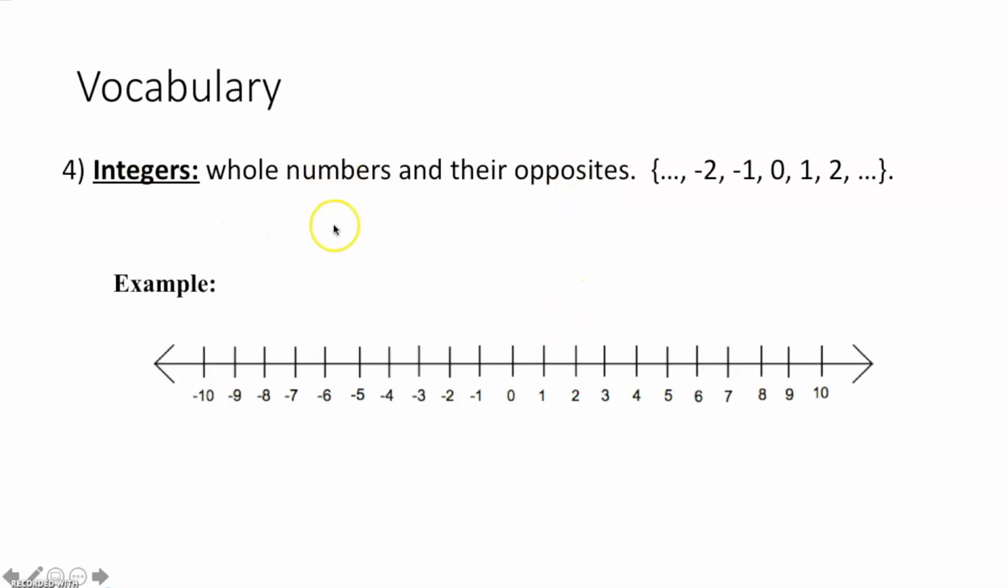So for integers, we're going to do all of the whole numbers, starting with 0. So we go 0, 1, 2, 3, 4, 5, 6, 7, 8, 9, 10, all the way to infinity. Integers include the opposites of these. So we also have to include -1, -2, -3, -4, -5, -6, -7, -8, -9, -10, -11, all the way to infinity this time. Those would be integers.